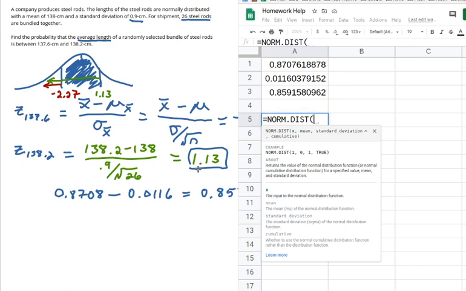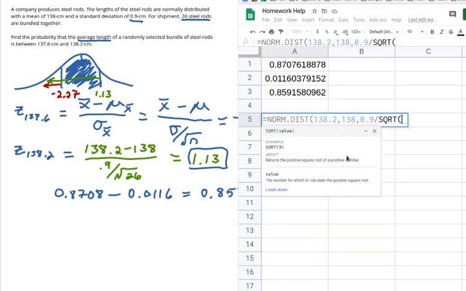So let's start with 138.2, and then notice it's looking for the mean, which is 138, and it's looking for the standard deviation. Now you have to be careful. This is not the standard deviation that we're given. This is the standard deviation of the sample means. So I have to divide that. So the same way we did with our standard deviation for the z-score calculation, I have to divide that by the square root of 26.